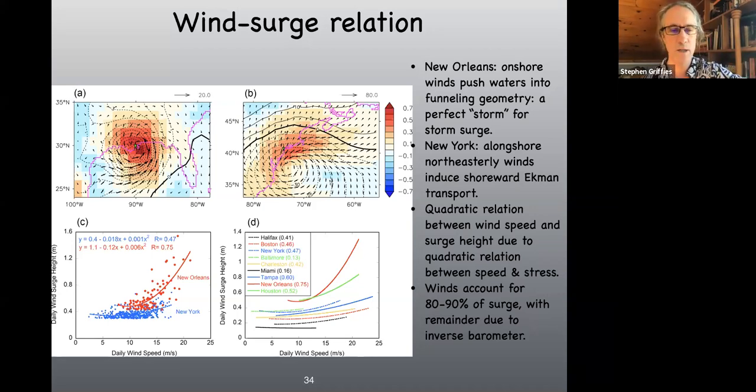And that's again related to the fact that the wind stress is quadratically related to the wind speed, and the stress ultimately drives the surge. And so you see especially a big effect of that in New Orleans because it's exposed to these big storms.